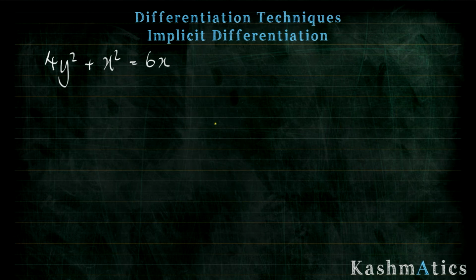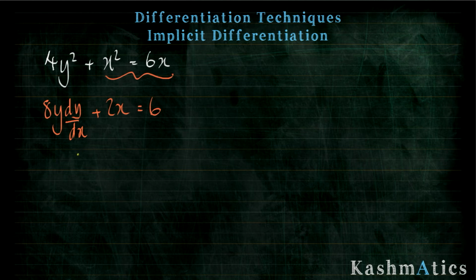Now this first example is the easiest type you're going to get, and that's because the y term is completely separate from the x term. So let's just see what we have here. 4y squared, let's differentiate that as normal, so that becomes 8y, and then dy by dx. Remember, anything with a y in it, you need to hook on a dy by dx, plus x squared just becomes 2x equals 6. So hopefully these two terms were simple enough for you.